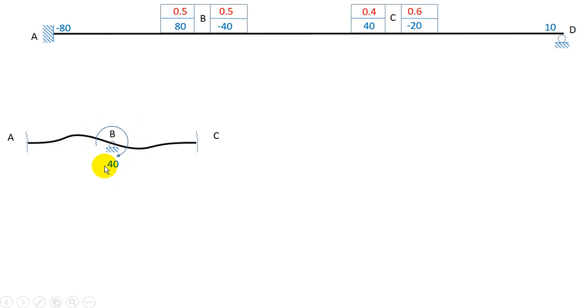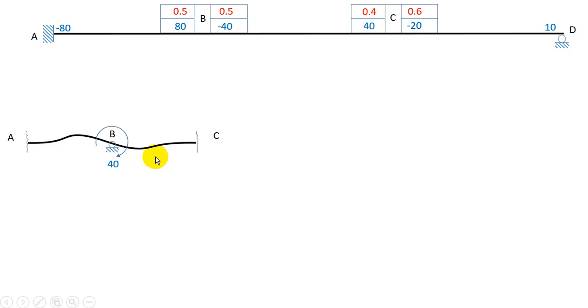kilonewton meter in the clockwise direction. Why did I get it as clockwise direction? Because 80, the larger magnitude, was of clockwise nature. That is the reason when I summed these two up, I got 40 as clockwise, and this 40 kilonewton meter has rotated my beam, as you can see here. My joint has been rotated.